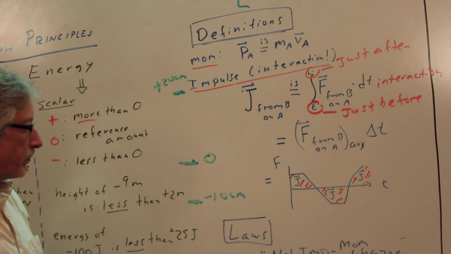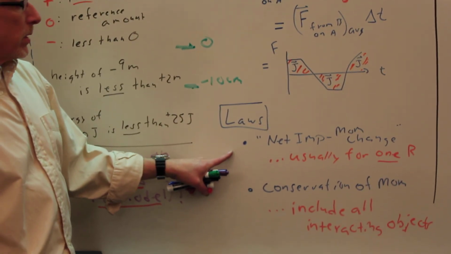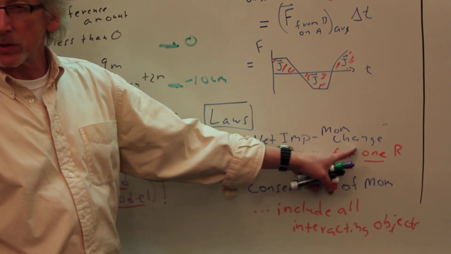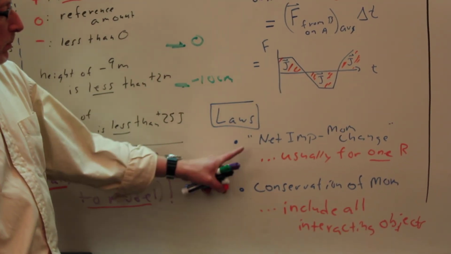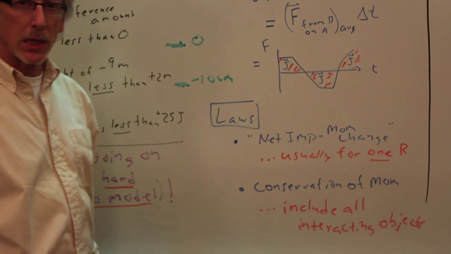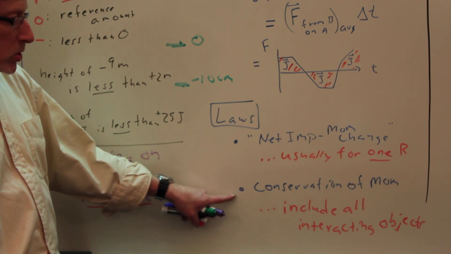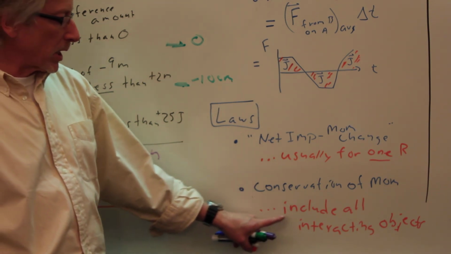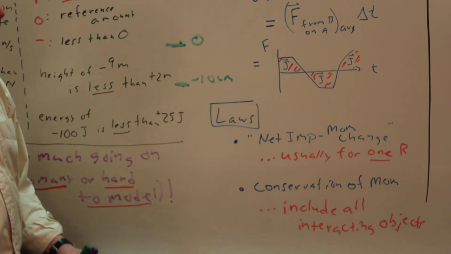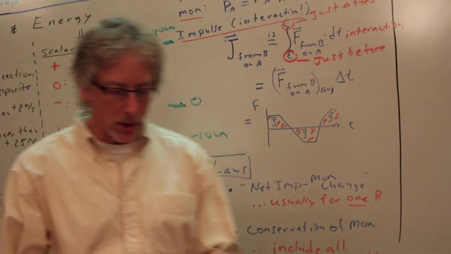Just as an introduction. Laws that we're gonna see, there's two laws. The net impulse causes change in momentum, sometimes called impulse-momentum. That impulse causes change of momentum. Usually what we're doing is looking at one object that's getting hit, maybe a baseball. Or conservation of momentum, where in this case we include all interacting objects. All right. So we're going to derive these now and see where these derivations come in the next video.